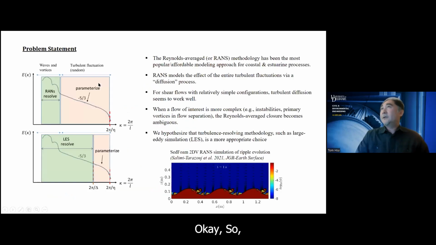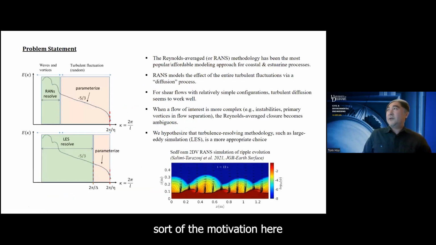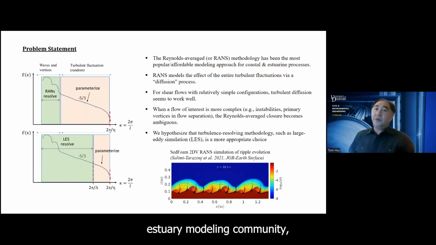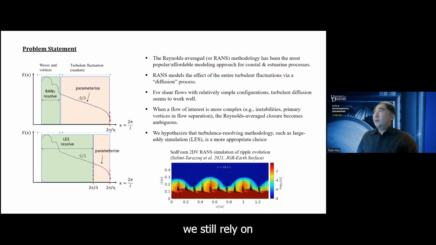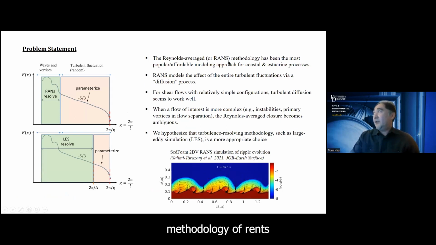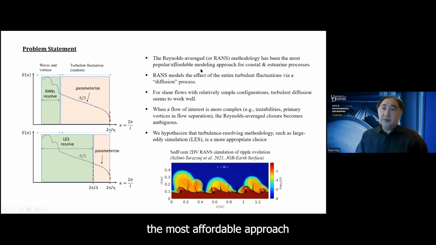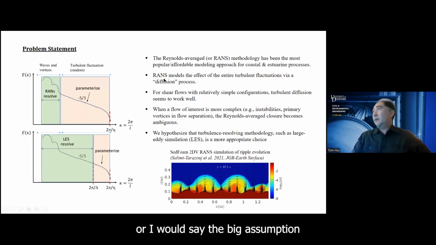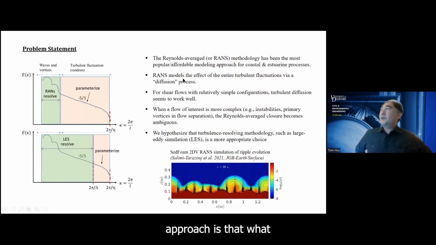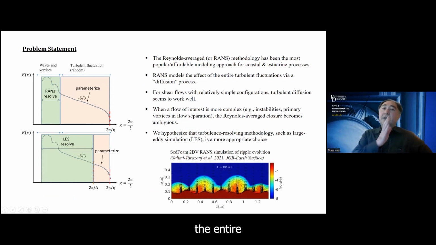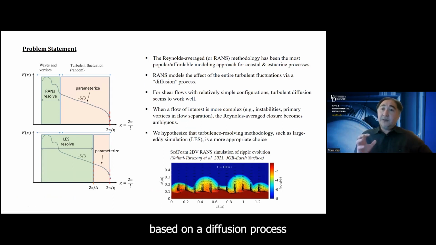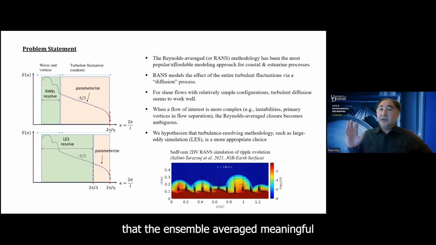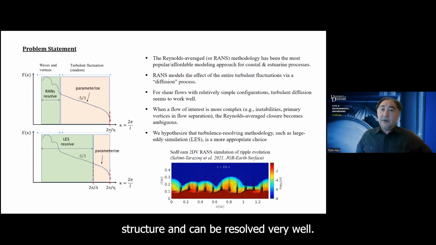Okay, so as I already mentioned, the motivation here is that nowadays, if you look at most of the coastal estuary modeling community, I would say predominantly we still rely on the so-called Reynolds average methodology, or RANS, because it's really still the most affordable approach when you need to look at a larger scale problem. Of course, the big assumption in the RANS approach is that we're trying to model the entire turbulent fluctuation based on a diffusion process, and hoping that with this diffusion type of closure, the ensemble averaged mean flow structure can still be resolved very well.